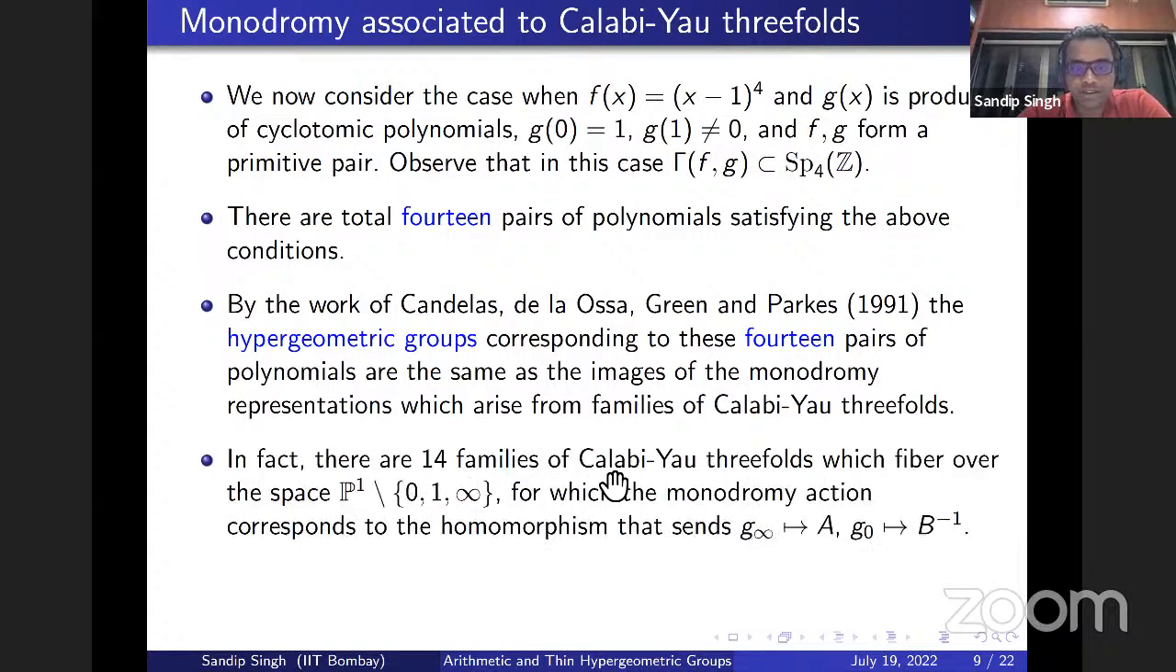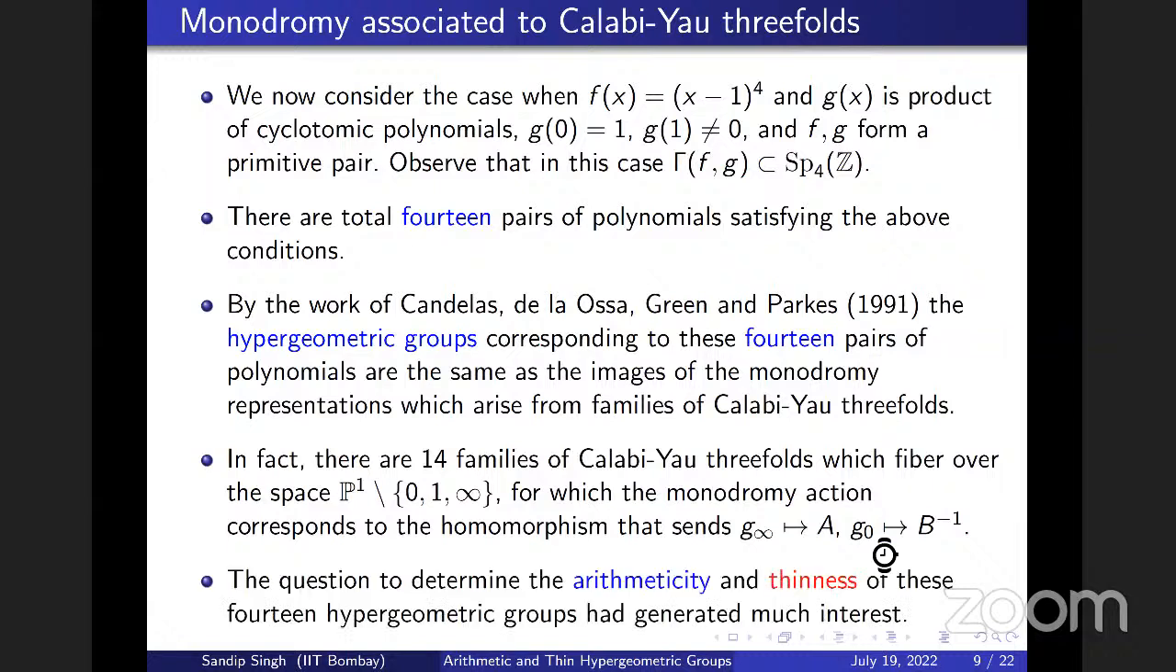In fact, there are 14 families of Calabi-Yau threefolds which fiber over the space P1 minus {0, 1, infinity}, for which the monodromy action corresponds to the homomorphism where gamma infinity is the homotopy class of the loop around infinity. Gamma infinity, gamma 0, and gamma 1 are the generators of the fundamental group of P1 minus these 3 points, just sending gamma infinity to A, gamma 0 to B inverse.